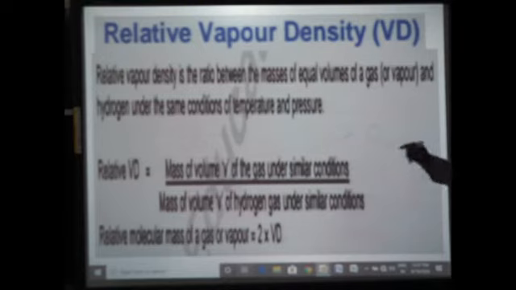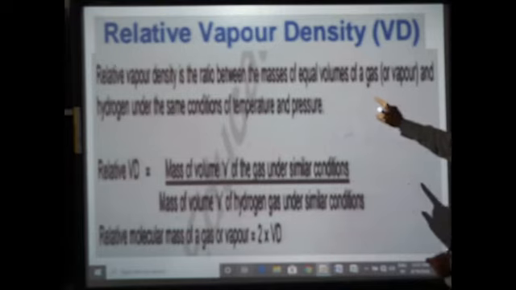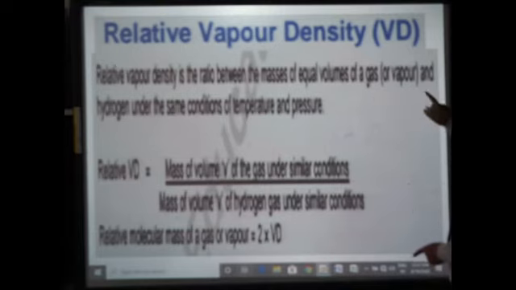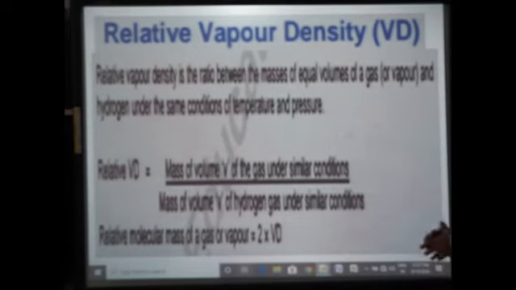So you can read out with me. Relative vapor density is the ratio between the masses of equal volumes of a gas and hydrogen under the same conditions of temperature and pressure, provided temperature and pressure is kept at the same condition.